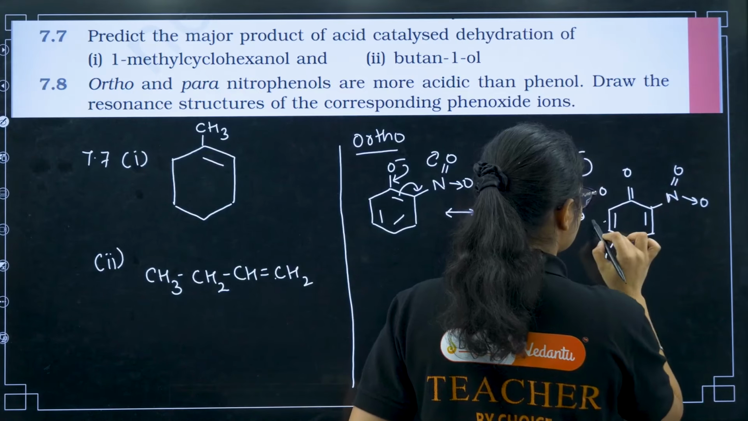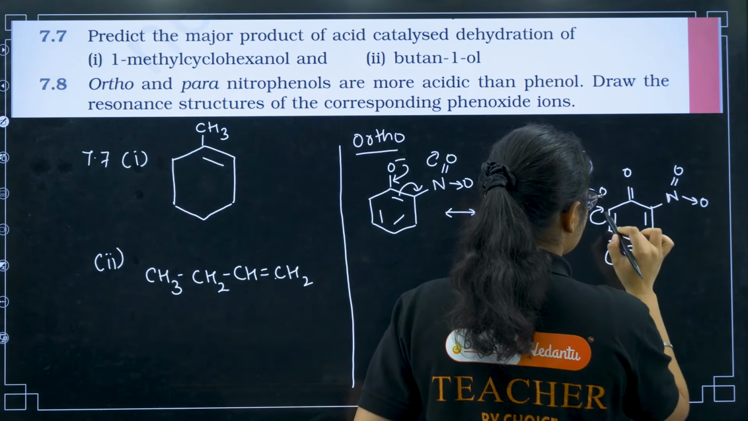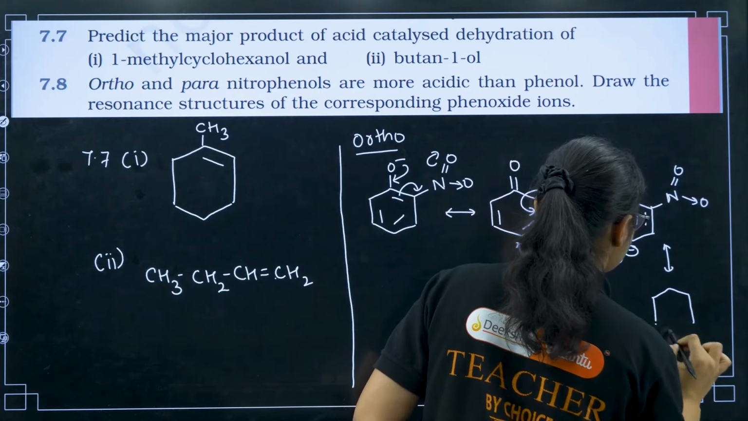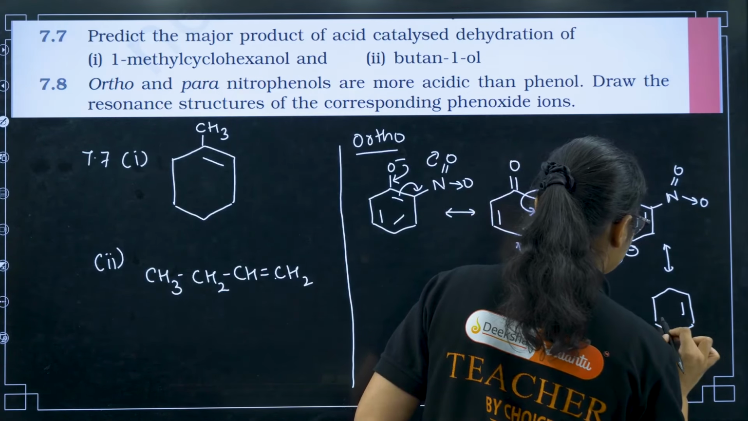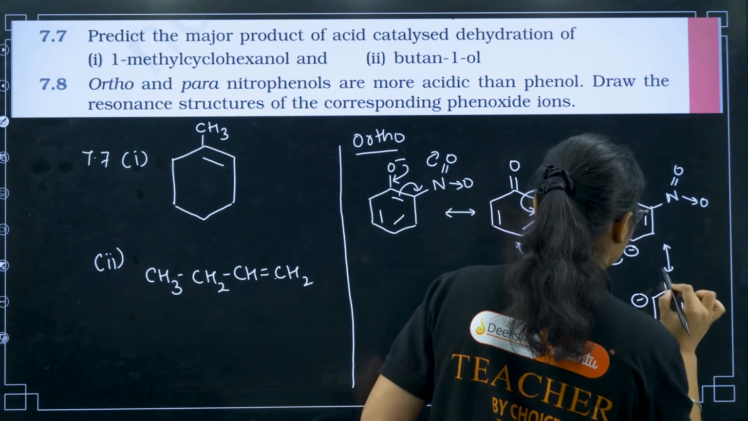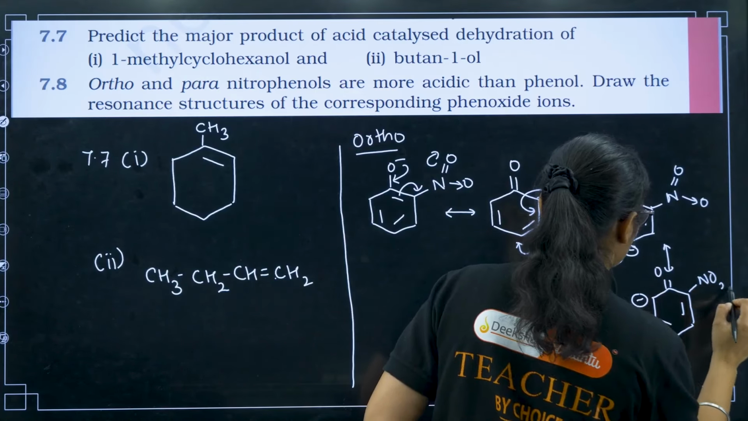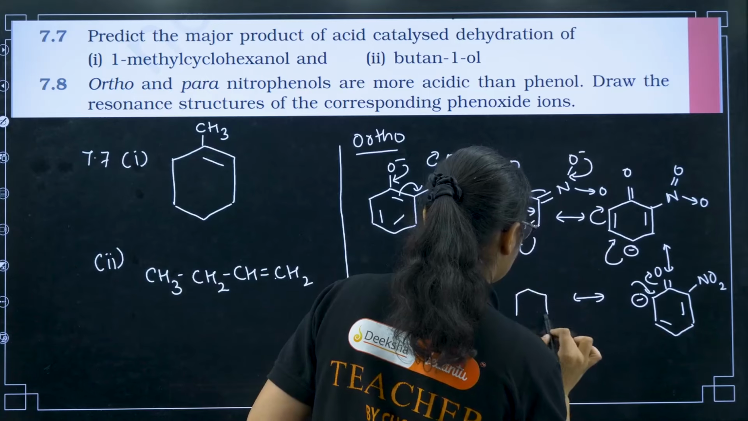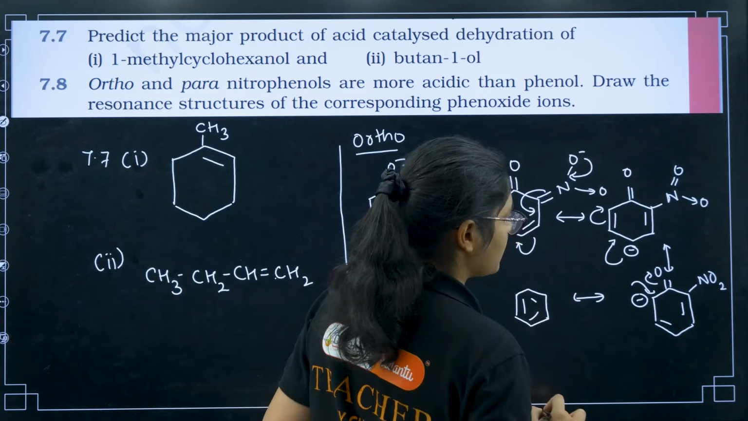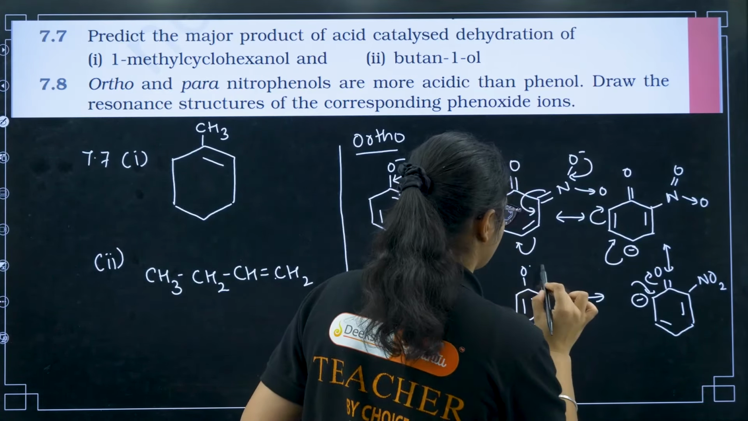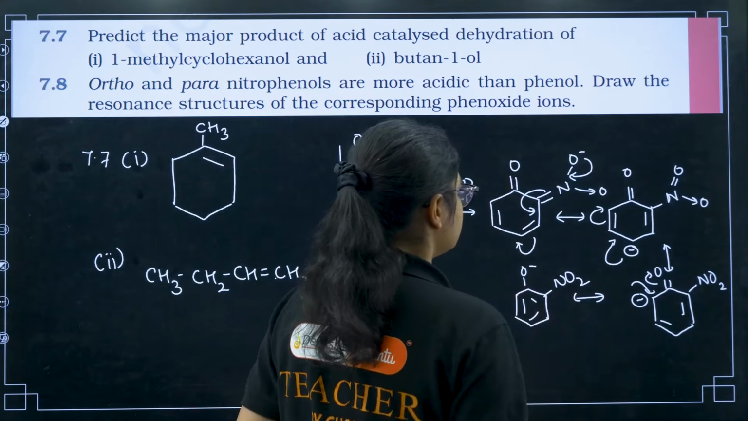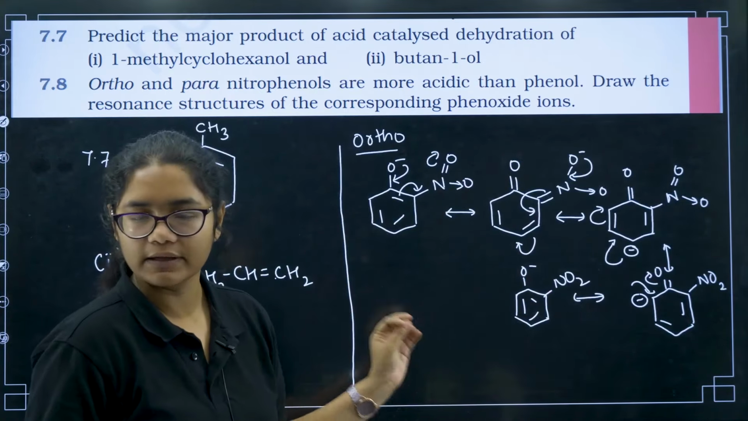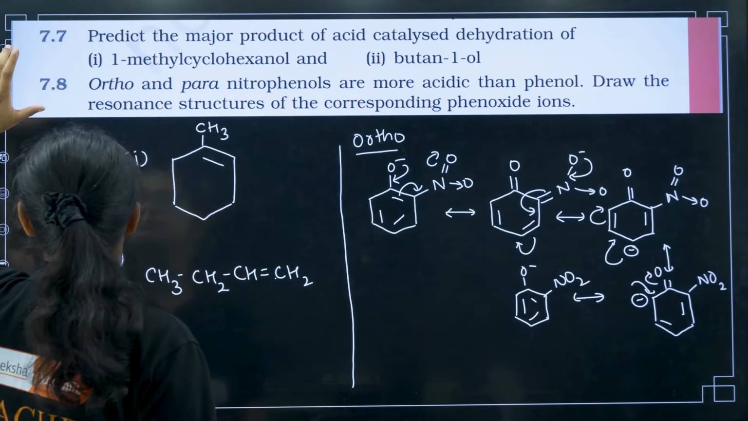Next this one will come here and this one will come here. So you will get a structure like this. Here double bond O, and here you will get NO2. Next this one will come here and this one will come here, and we will get this one, and here I will get O minus and here I will get NO2. The same thing for phenoxide. If it is at the para position, it will continue. You can try that. Okay, I'll do it for ortho, you can do it for para.